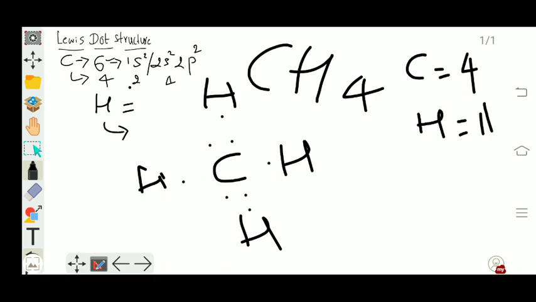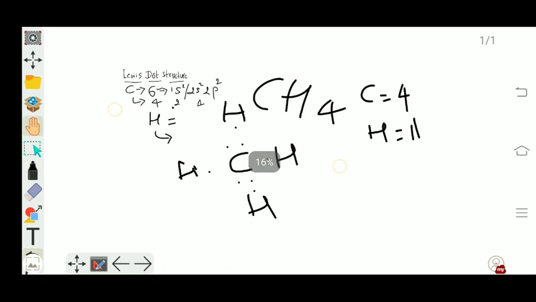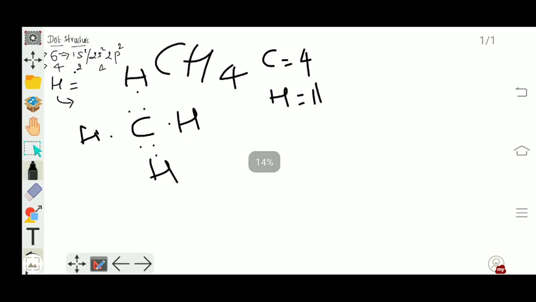I told you that carbon follows the octet rule, which means carbon will attain 8 electrons in its surroundings. It tries to take 4 more electrons to attain stability. And hydrogen follows the duplet rule, which means it must have 2 electrons to attain stability, so it requires 1 more electron.